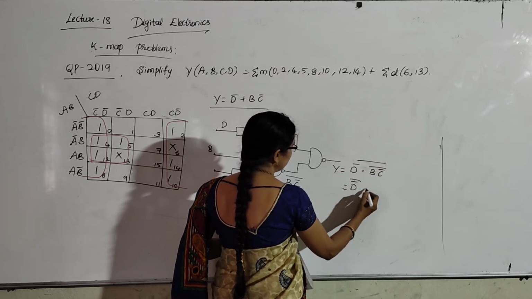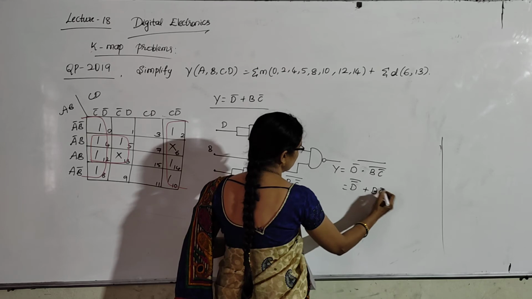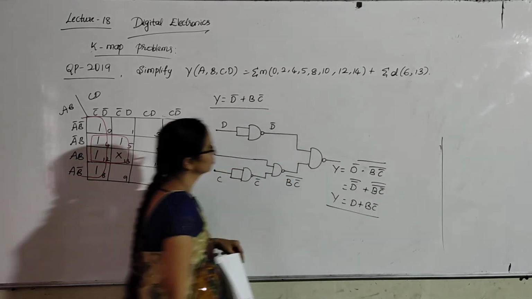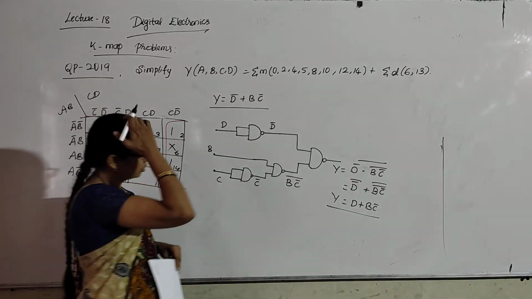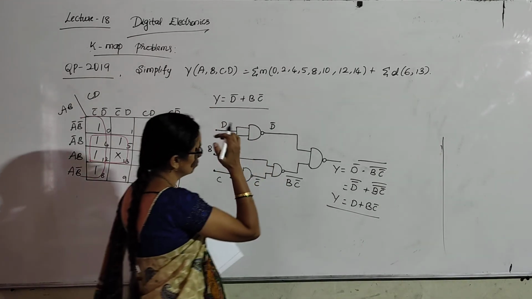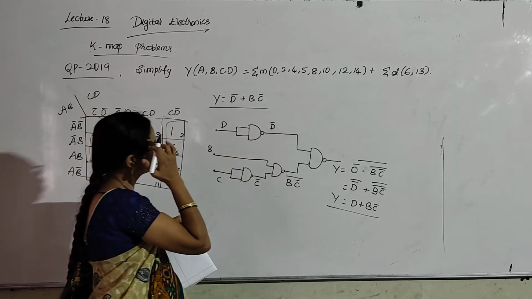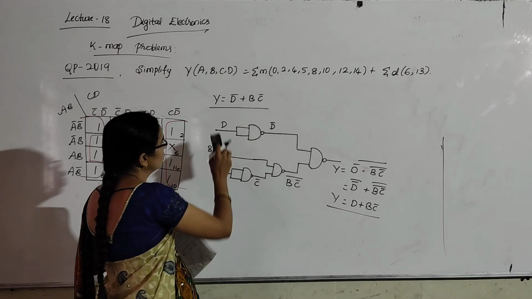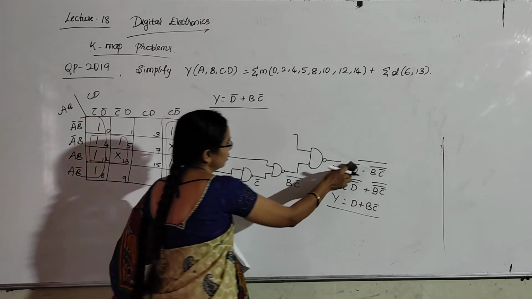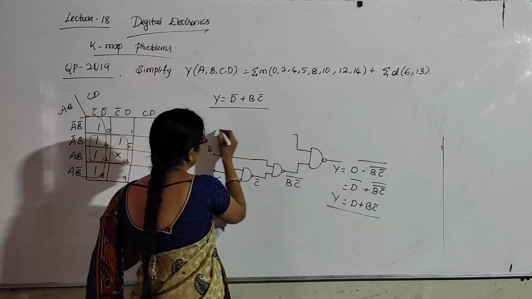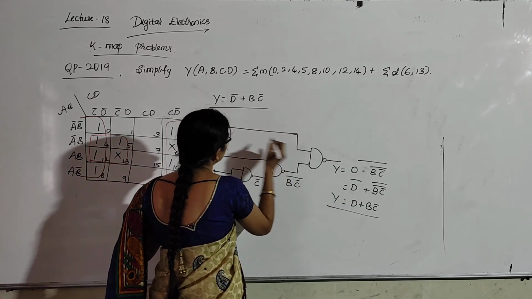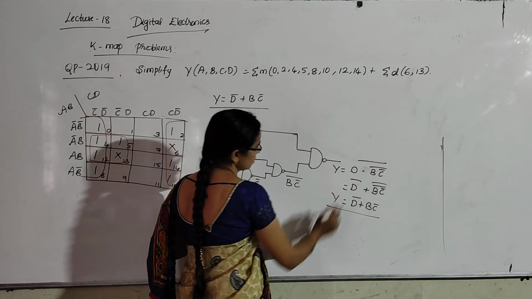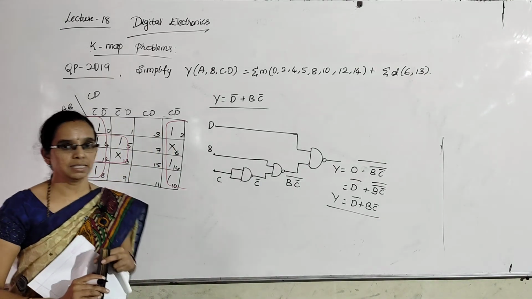So if I apply De Morgan's theorem, it will be D bar plus B C bar. Okay, no need to include D bar here, directly D we can take. Then I will get D bar plus B C bar.